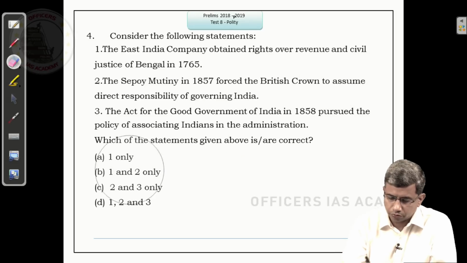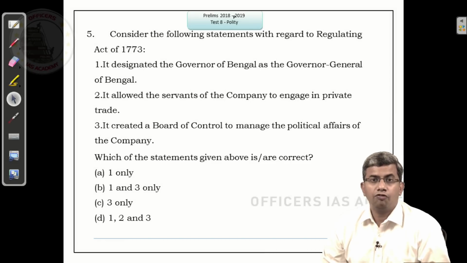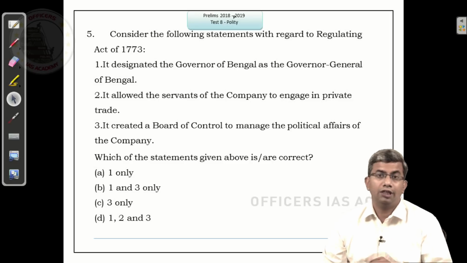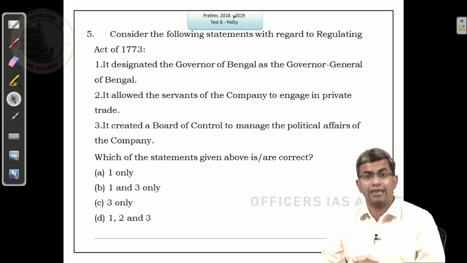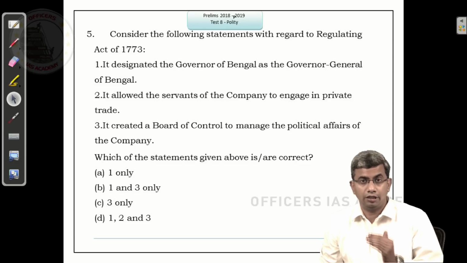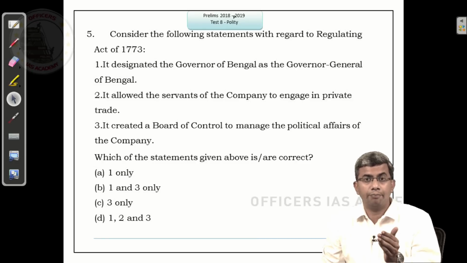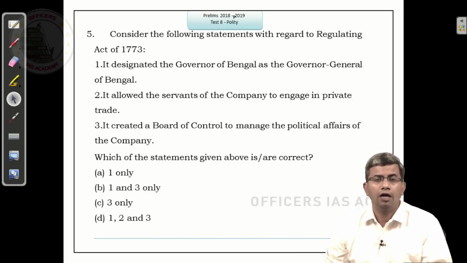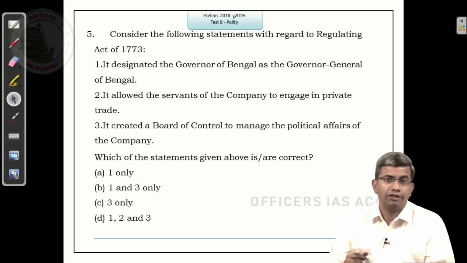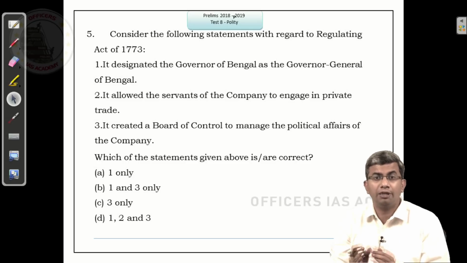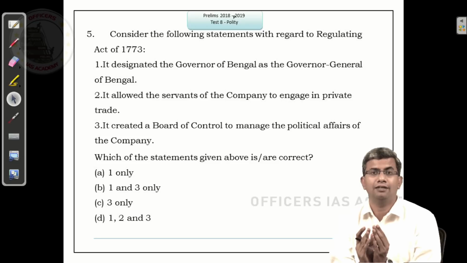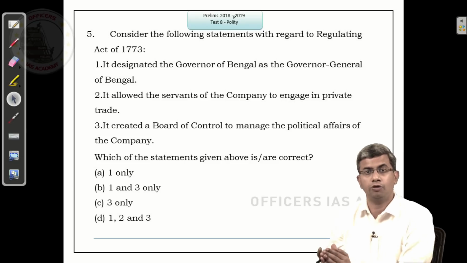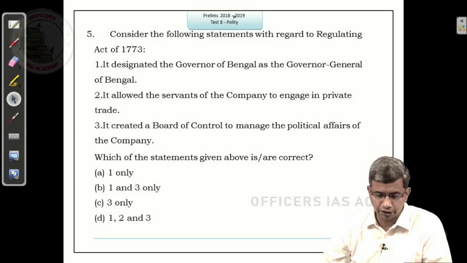So moving on, consider the following statements with regard to Regulating Act of 1773. So this is the first act which formalized the control of East India Company. I mean, it was there from 1765 as we have seen in the previous question, but the first official enactment of the British Parliament with respect to India was the Regulating Act of 1773.